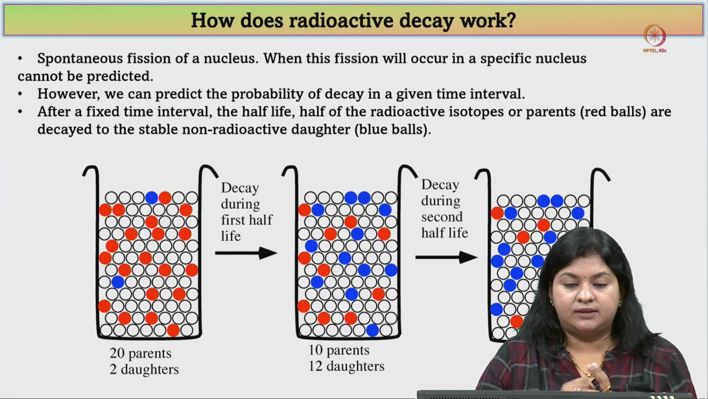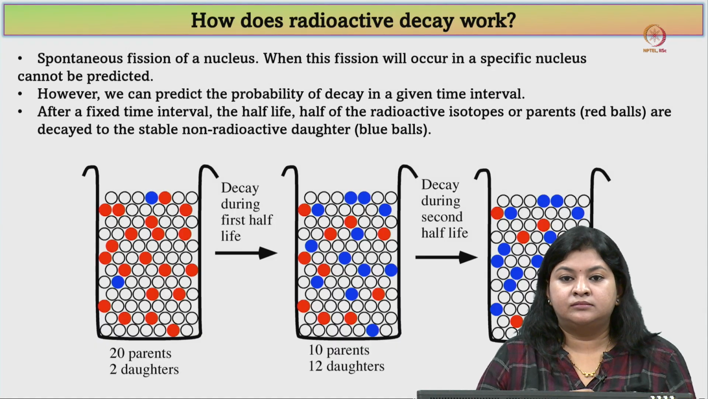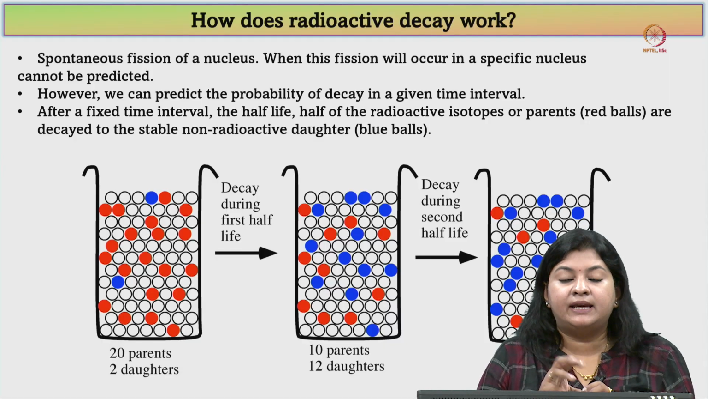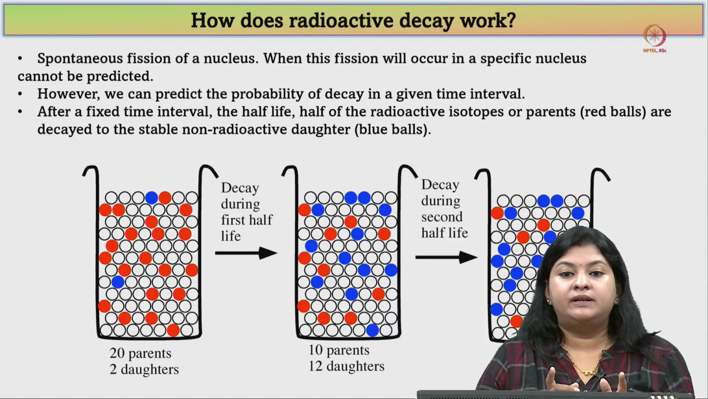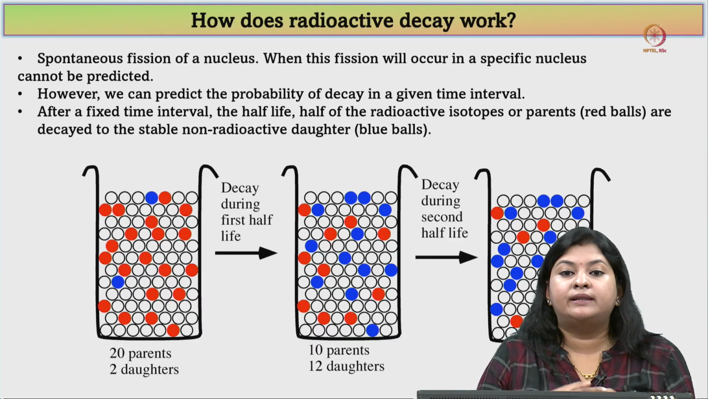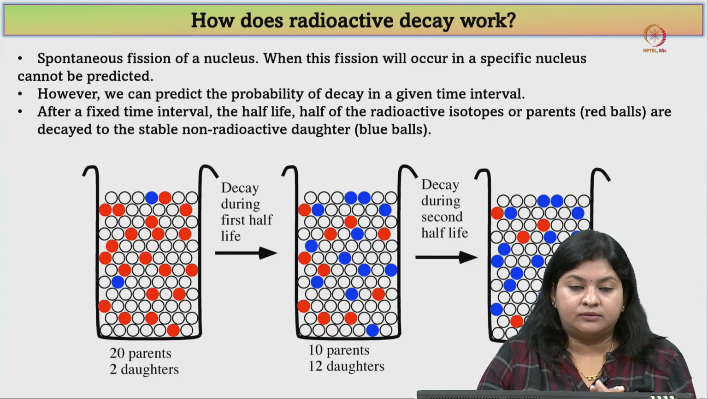And there are two processes, one is called fission and one is called fusion. In fission what is happening? It is a breakdown. Fission means it is breaking down. Fusion means it is getting fused together. So, there are two processes, one is nuclear fission and one is nuclear fusion.